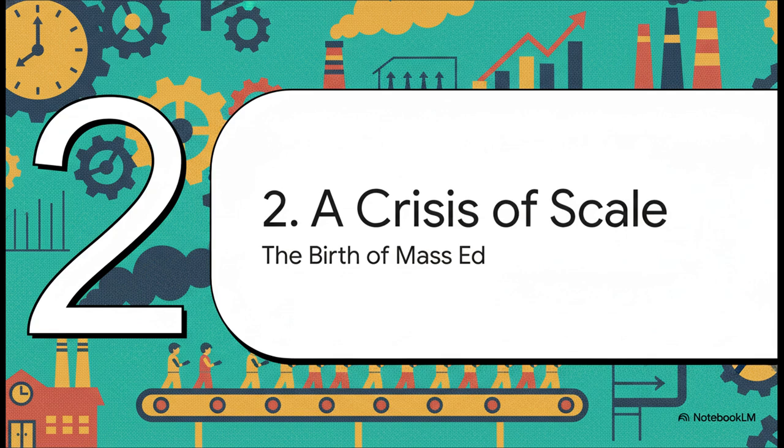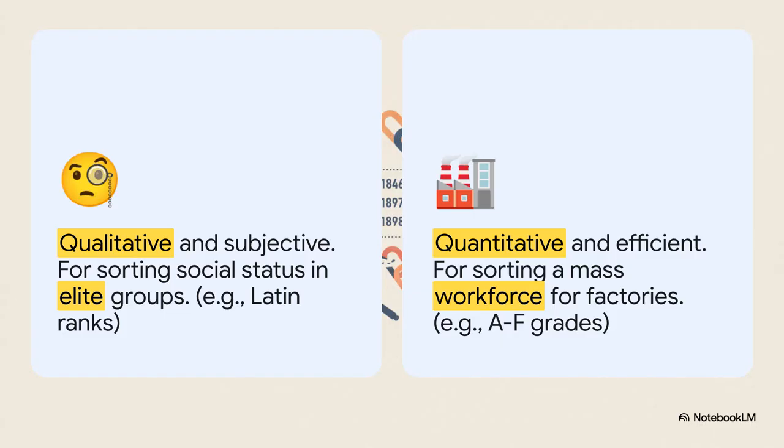Okay, so to really get what that problem was, we've got to jump in a time machine. We're going back to an era before letter grades even existed. This was a time when this brand new idea, mass education, was starting to take off. And it was causing a total administrative nightmare on a scale nobody had ever seen before. And wow, the difference is just night and day.